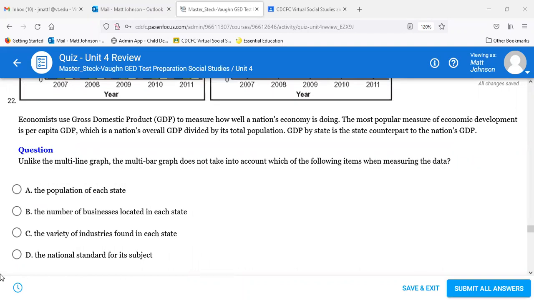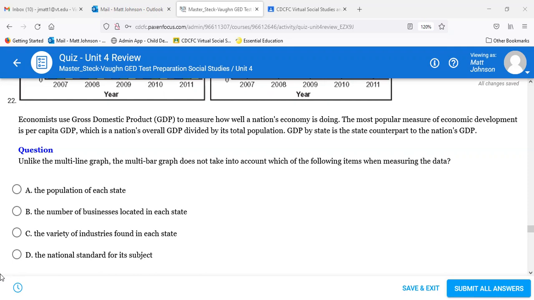Unlike the multi-line graph, the multi-bar graph does not take into account which of the following items when measuring the data. A, the population of each state. B, the number of businesses located in each state. C, the variety of industries found in each state. And D, the national standard for its subject.